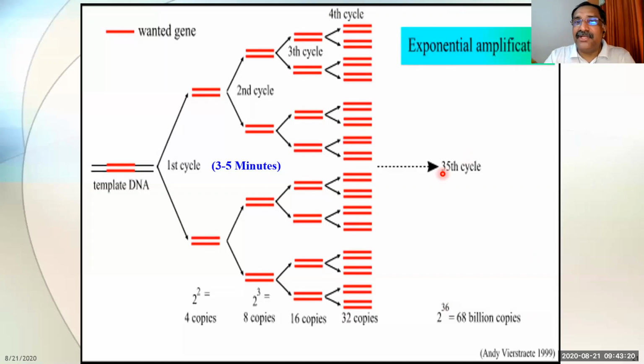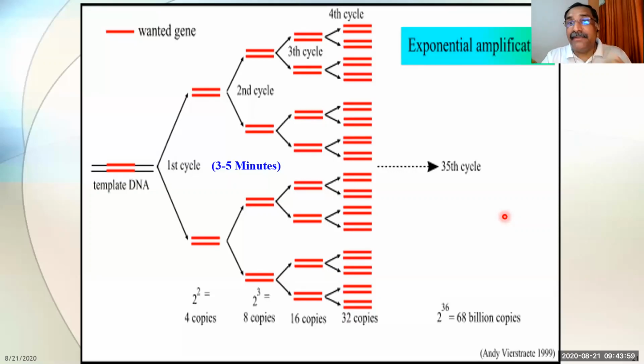So 35 cycles means you just multiply how much time? 35 into 5. How many hours? Within that much time, you will be able to produce how many copies of DNA? Look at here. If it is 36 cycles, you get 68 billion copies of the DNA. 36 into 5. Just multiply. If we are considering one cycle is equal to 5 minutes, then 36 into 5, we can say 180 minutes.